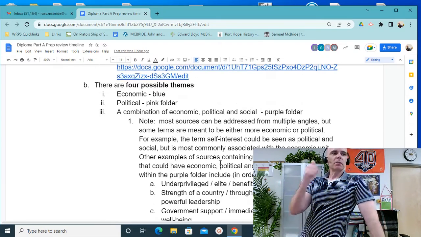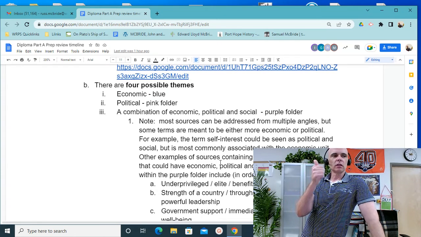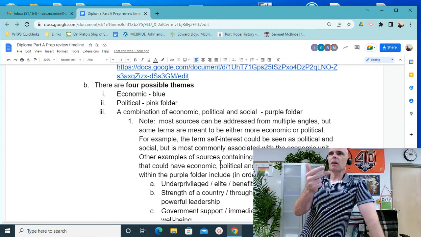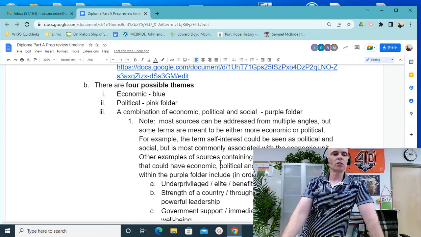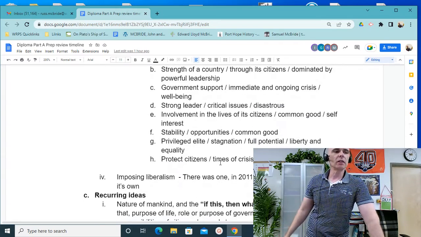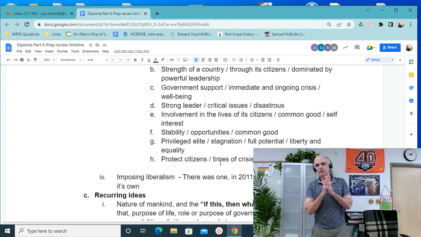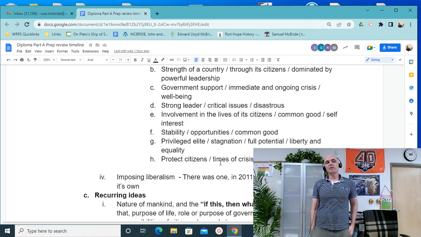So we have the possibility of an economic paper tomorrow, a political paper, some kind of combination of economics, political, and social. There is a fourth possibility about imposing liberalism. We've seen it once in 2011. We haven't seen it since. I would say you have a 1% chance at best of seeing it.